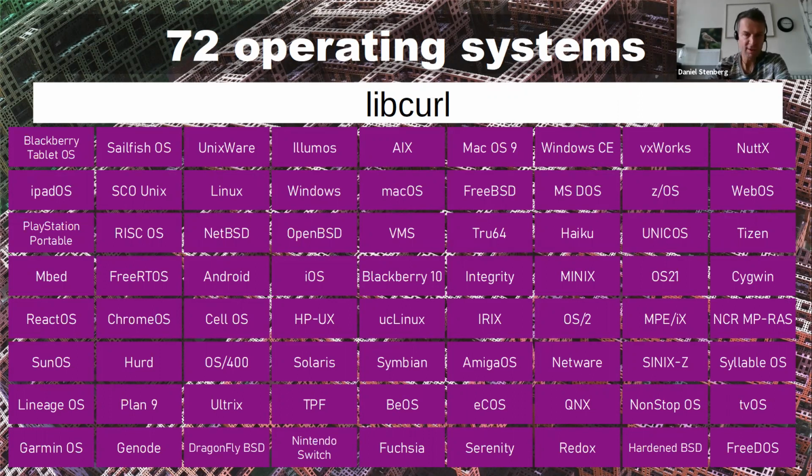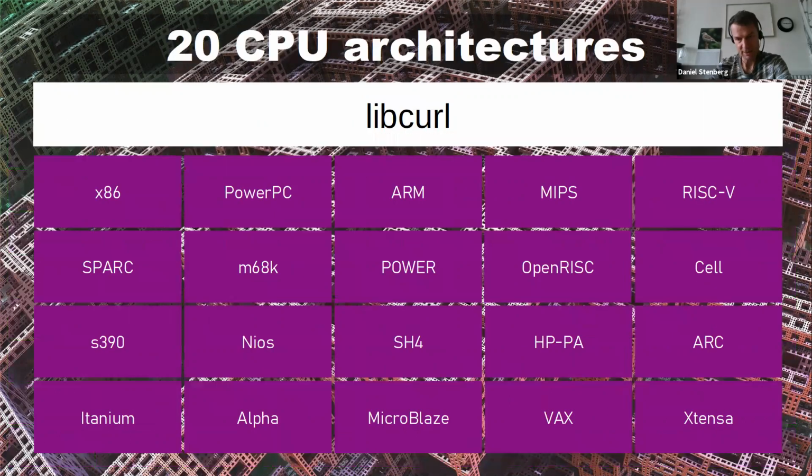Quite a few of them. Honestly, I can't even name most of these operating systems myself, but I think it's a very fine wall of OSs here. And then of course, similarly, it has been run on these 20 different CPU architectures.